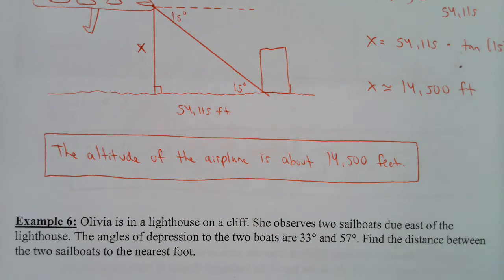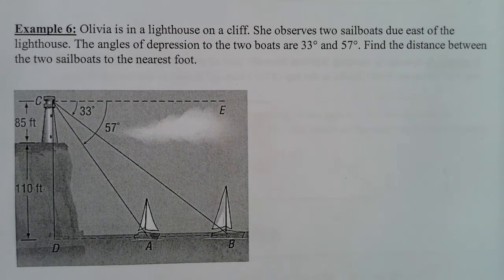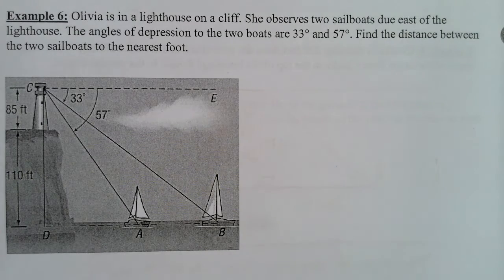All right, one more problem. Okay, so this last problem is a little tricky. Olivia is in a lighthouse on a cliff. She observes two sailboats due east of the lighthouse. The angles of depression to the two boats are 33 degrees and 57 degrees. Find the distance between the two sailboats to the nearest foot.